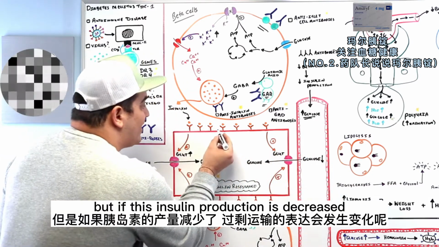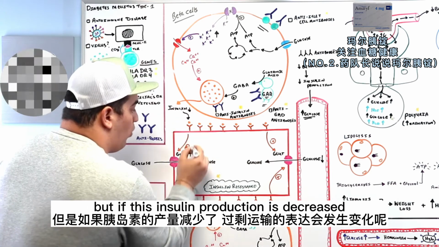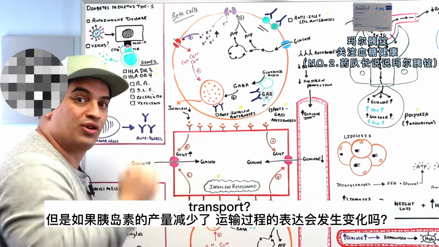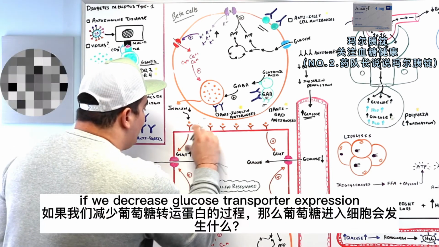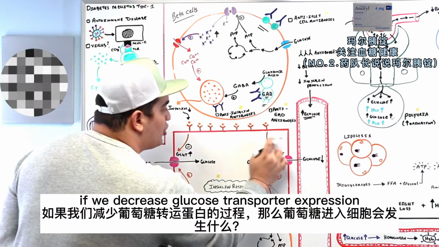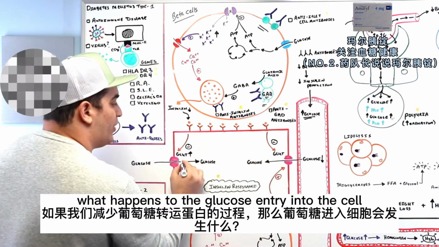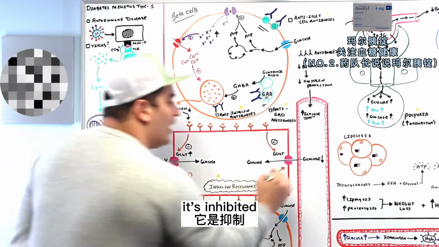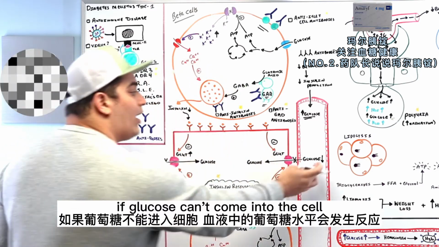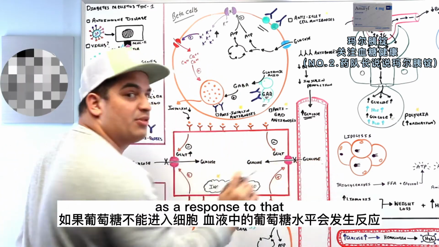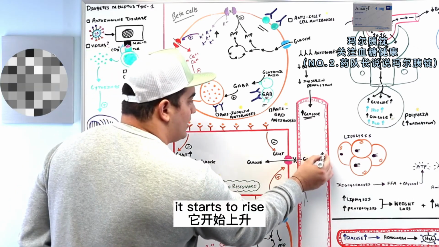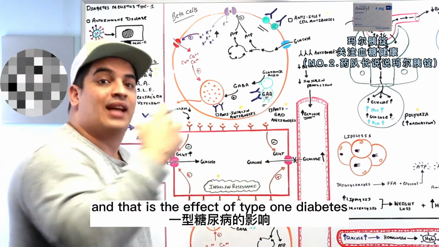But if this insulin production is decreased, what happens to the increased expression of GLUT transporters? It drops. If we decrease glucose transporter expression, what happens to the glucose entry into the cell? It's inhibited. If glucose can't come into the cell, what happens to the glucose levels in the blood as a response to that? It starts to rise. And that is the effect of type 1 diabetes.